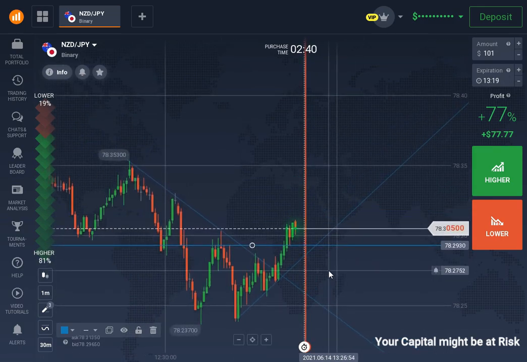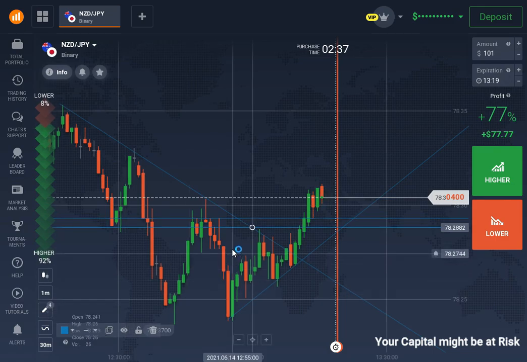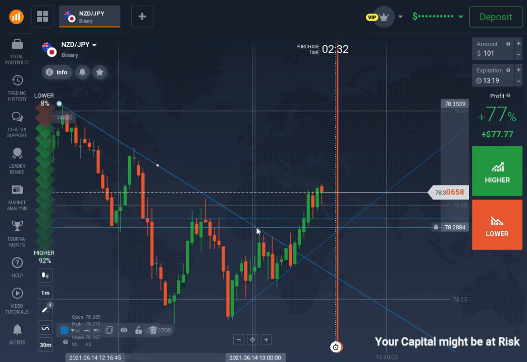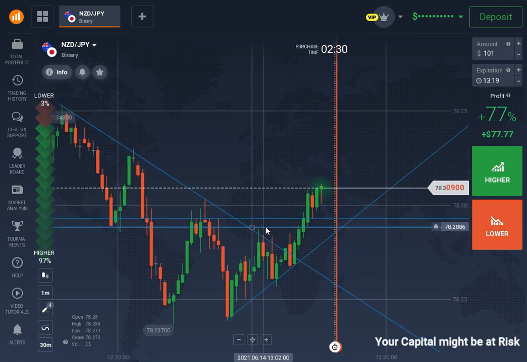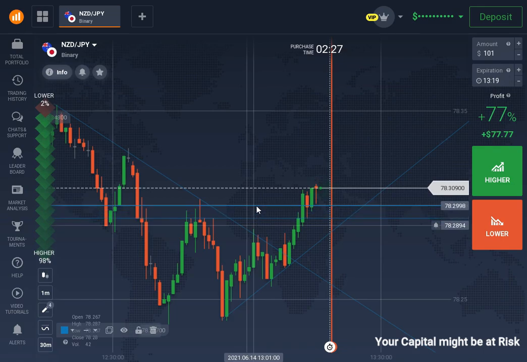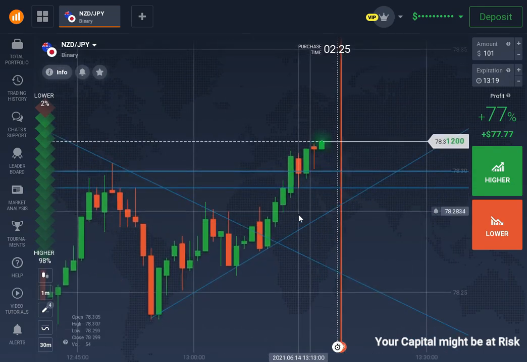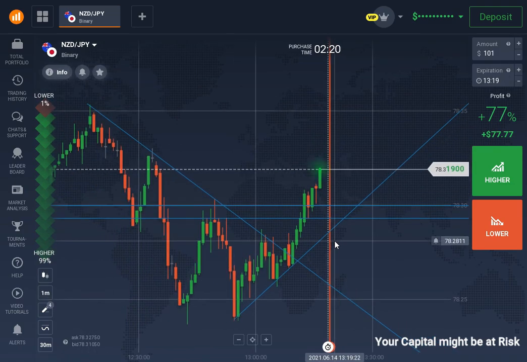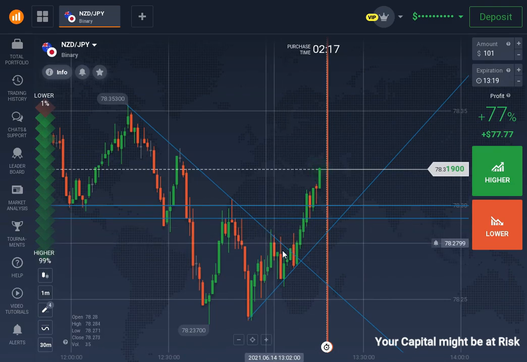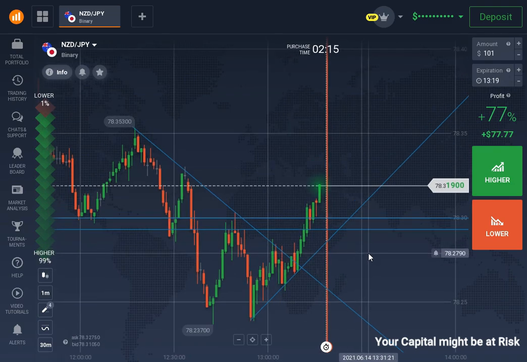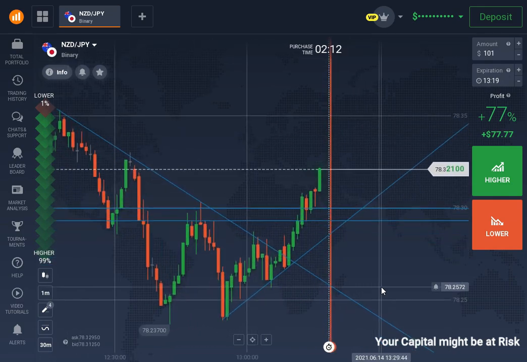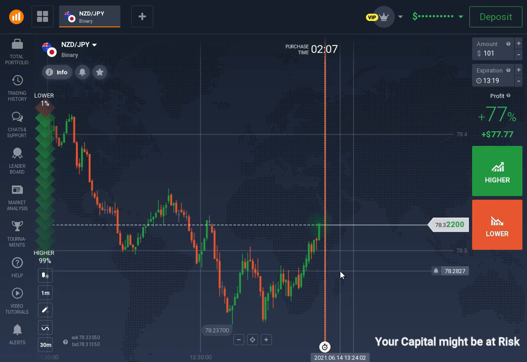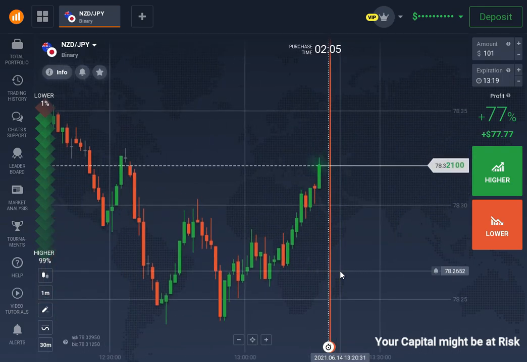Okay, so this is also a strong support zone for the market. The market is moving strongly in the upward direction because this is a good breakout. No worries. Let me remove all of it to make the chart look clear.